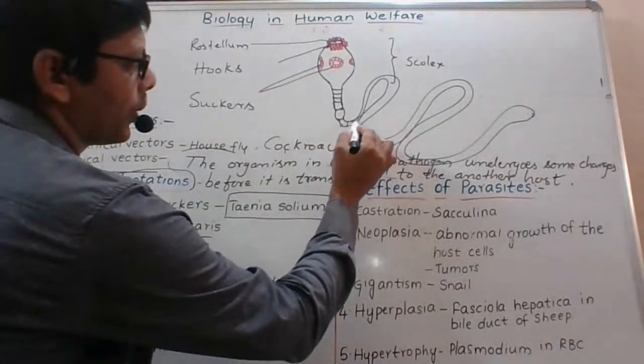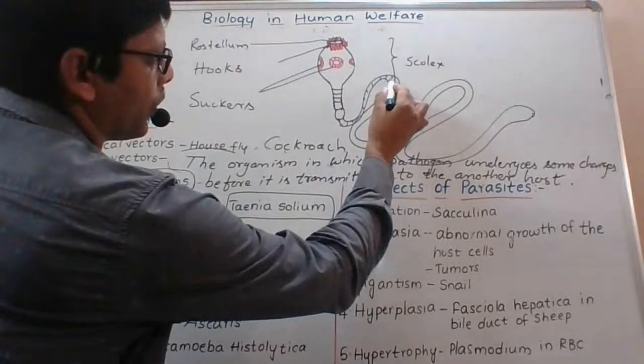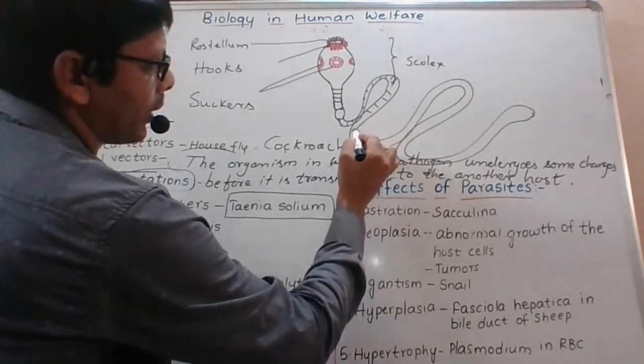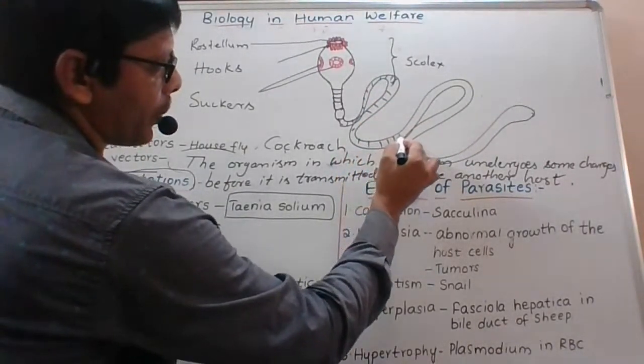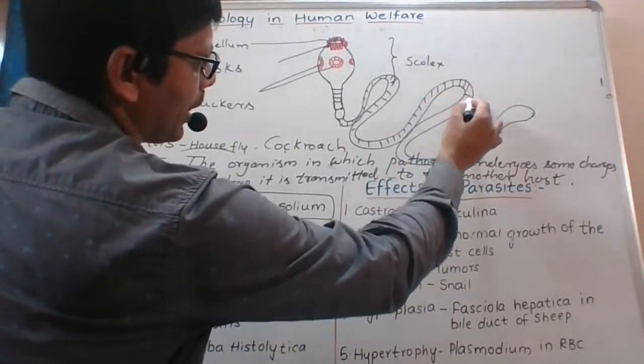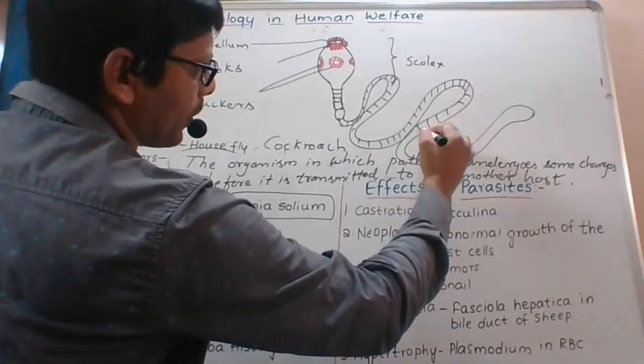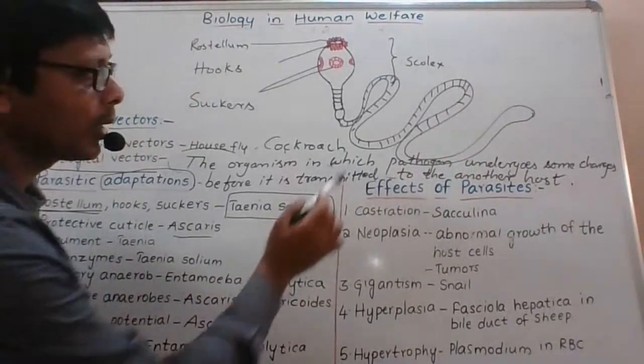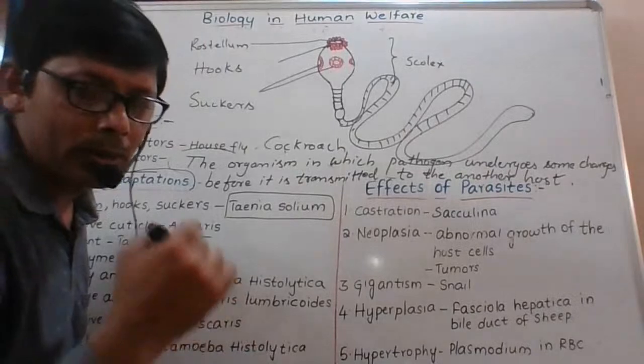Okay, these all are called proglottids. Each proglottid acts like one reproductive unit. Each proglottid can produce many eggs. 35,000 eggs are produced by each proglottid. These are called false segments, pseudo segments.